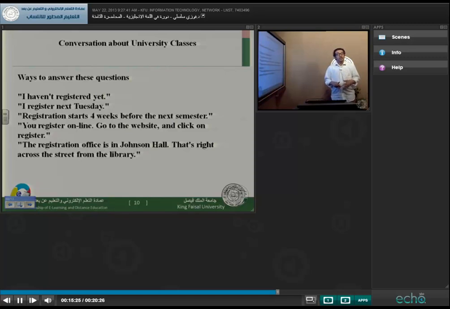To the question, where is the registration office? You might get an answer like, the registration office is in Johnson Hall. That's right across the street from the library.